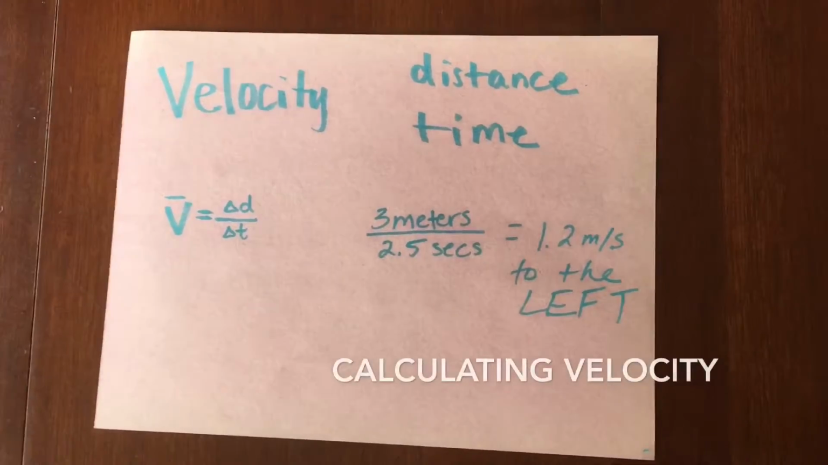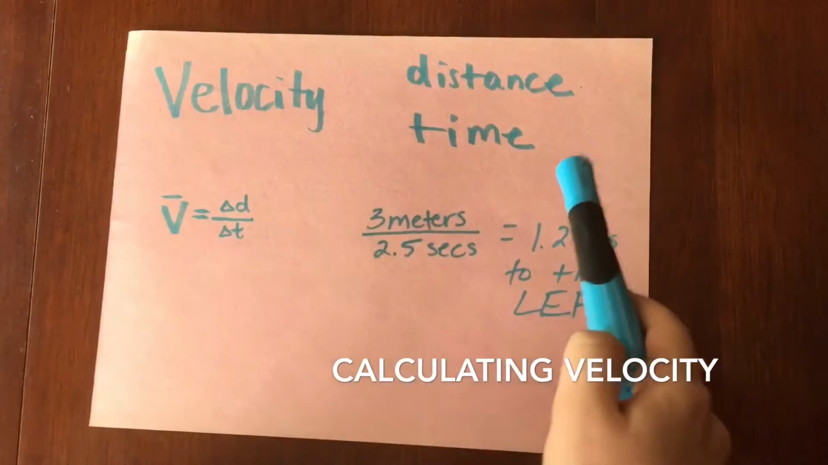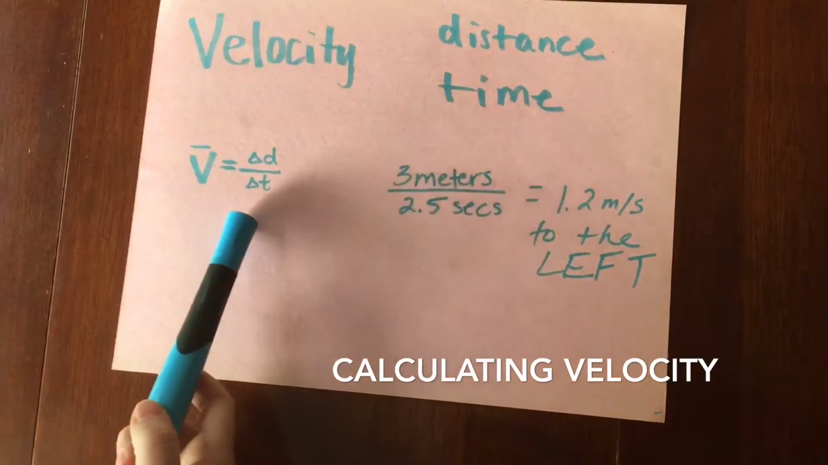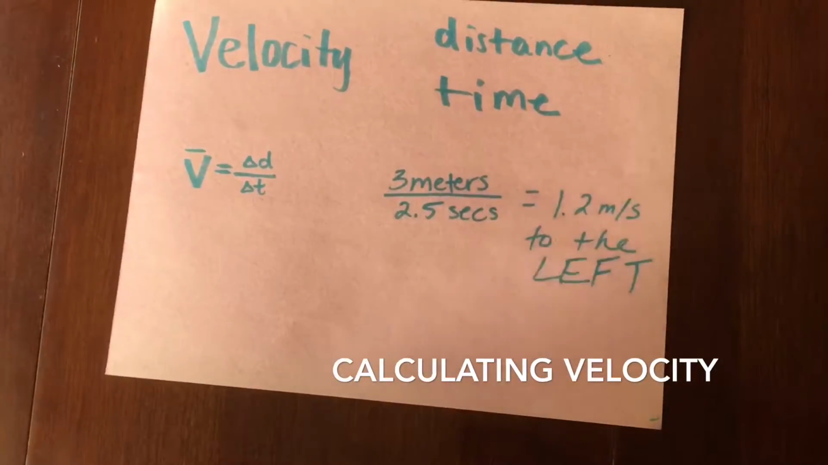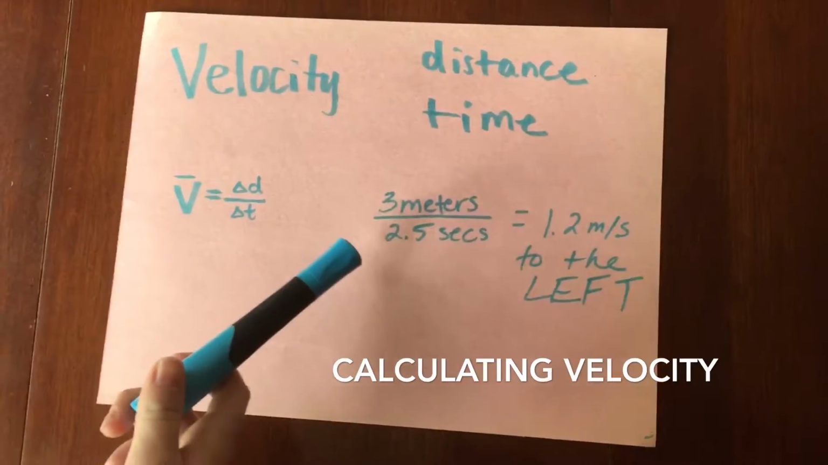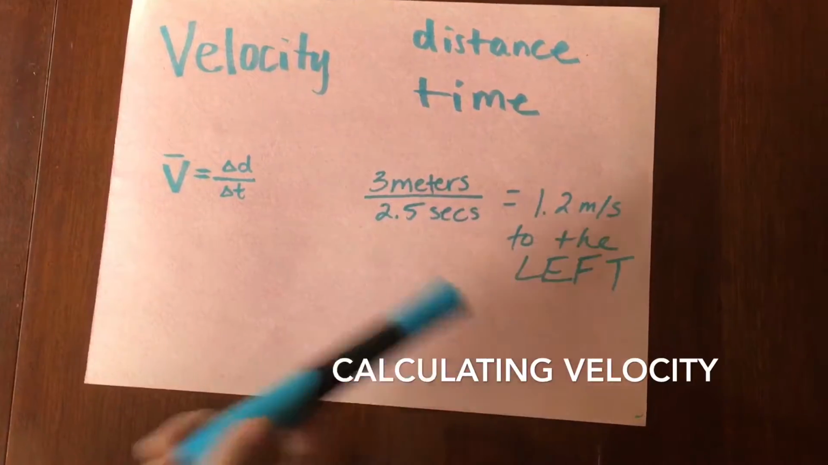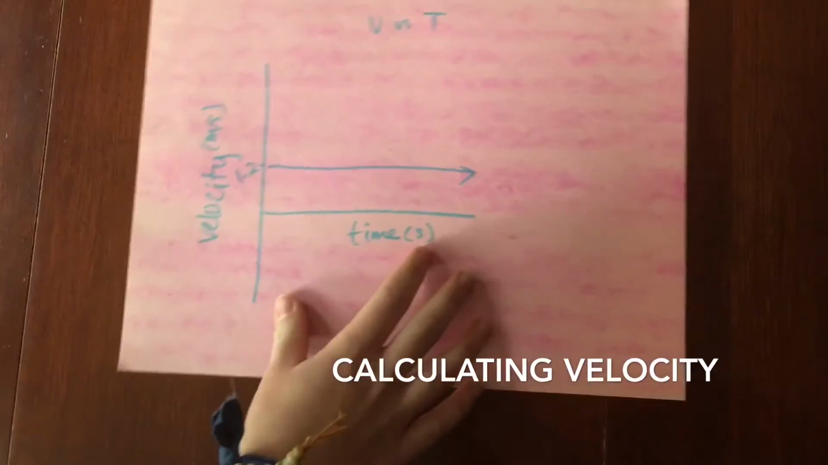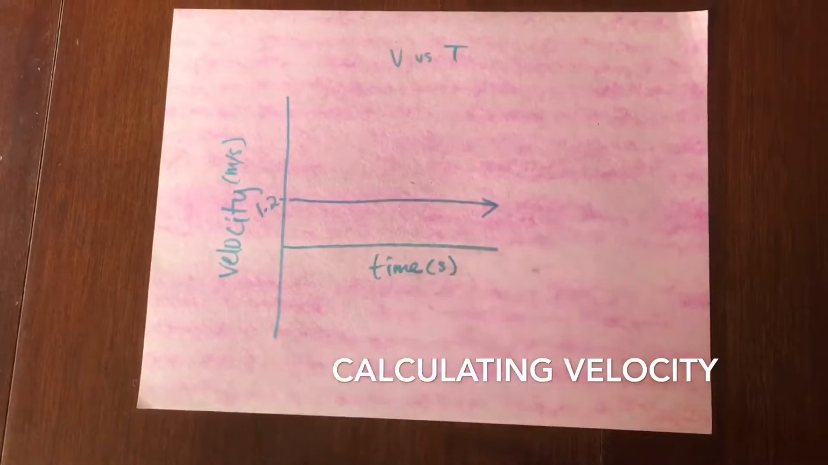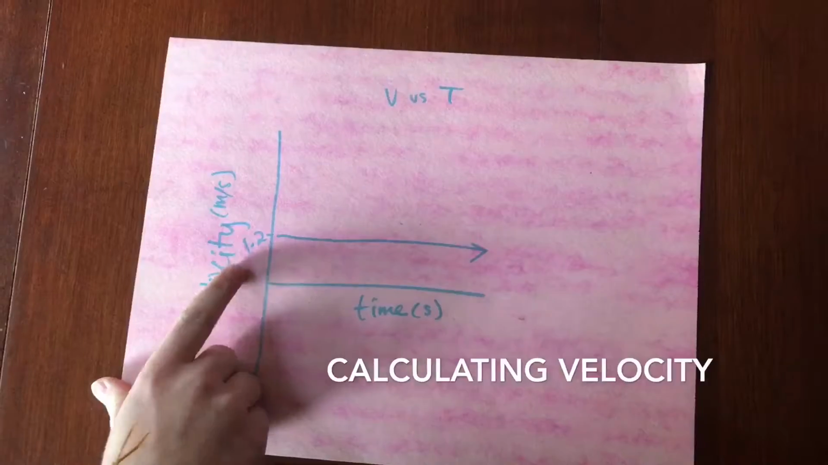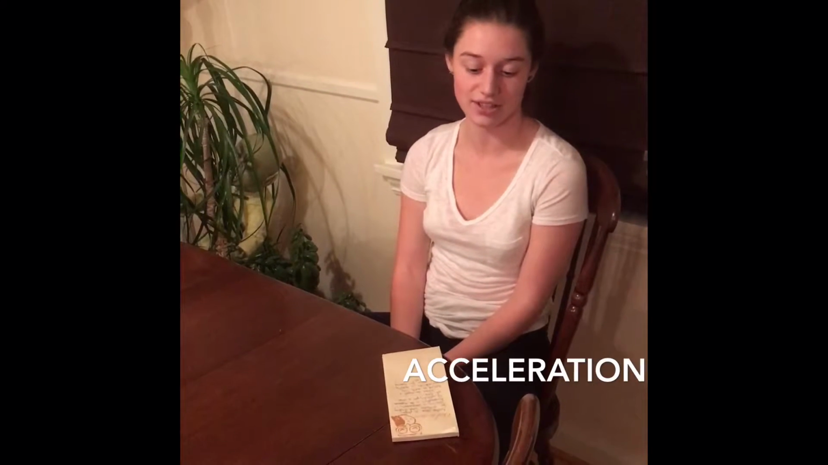In order to find velocity, you must know both distance and time. The equation for velocity is average velocity equals change in distance over the change in time. So say that Napoleon traveled 3 meters in 2.5 seconds. His average velocity would be 1.2 meters per second to the left. On a v versus t graph, velocity would be constant in a straight line where 1.2 meters per second is constant as time increases.